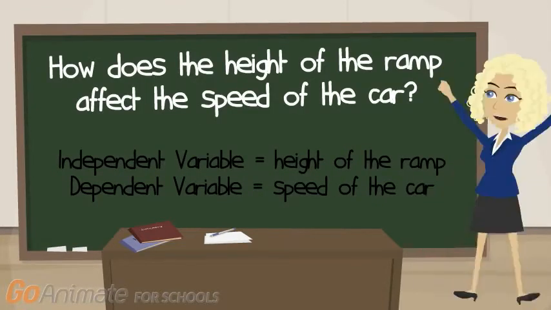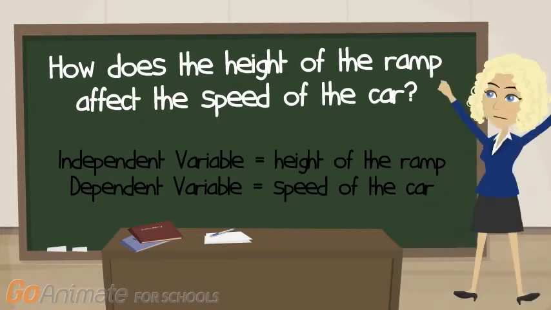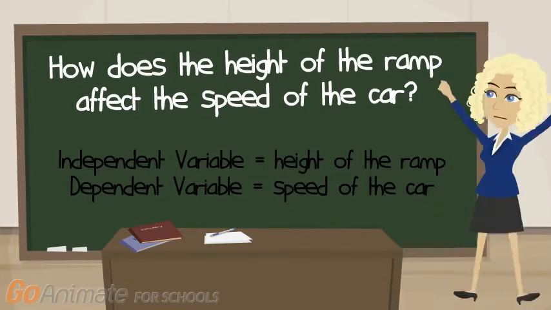In this experiment, the height of the ramp is the independent variable and the speed of the car is the dependent variable. The constants would be the material of the ramp or the weight of the car. Did you get it right?